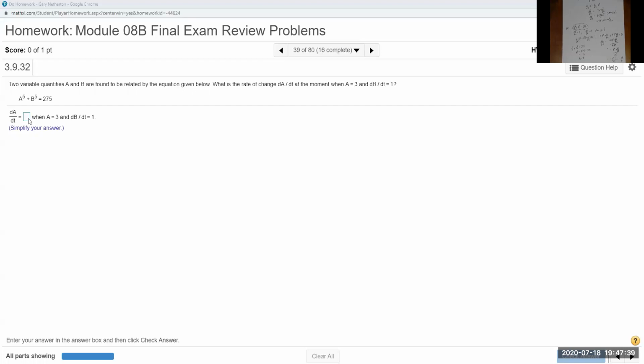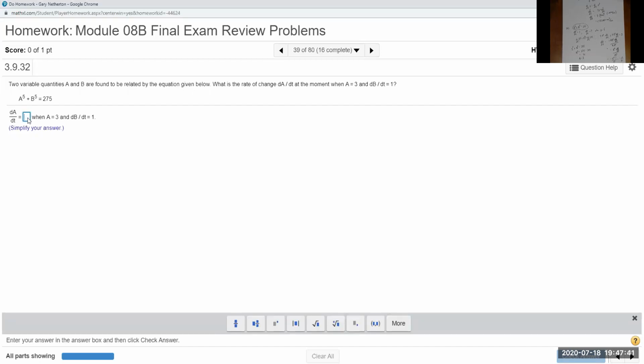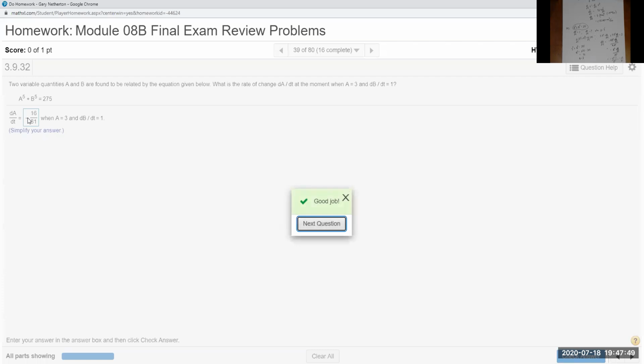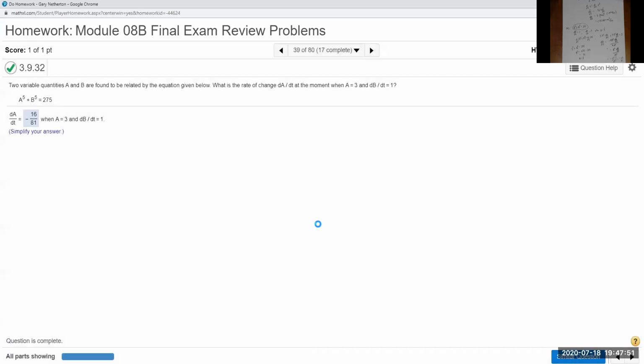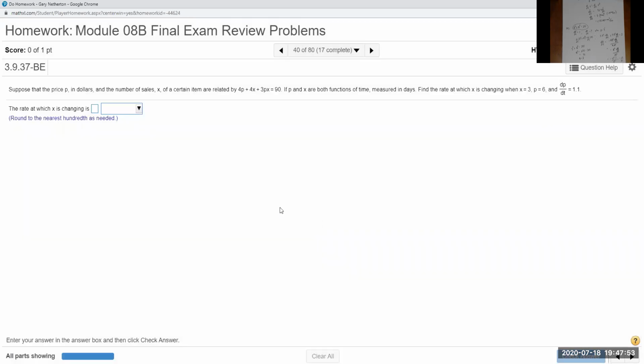That was a lot of stuff going on. I don't think that reduces, negative 16 over 81. All right, I think there are a couple more of these, and then we'll be done with these sort of related rate problems.